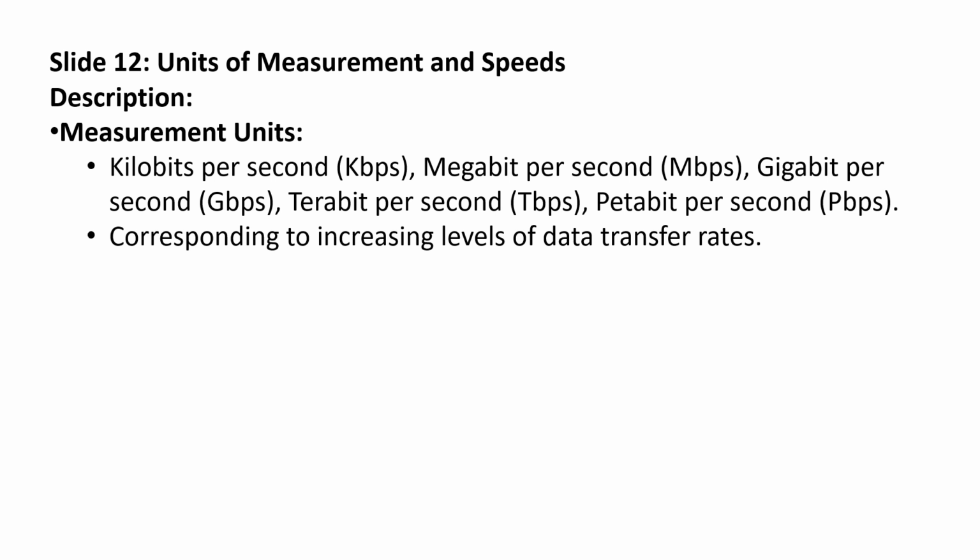Units of measurement and speeds. Measurement units: kilobits per second, kbps; megabits per second, Mbps; gigabits per second, Gbps; terabits per second, Tbps; petabits per second, Pbps, corresponding to increasing levels of data transfer rates.